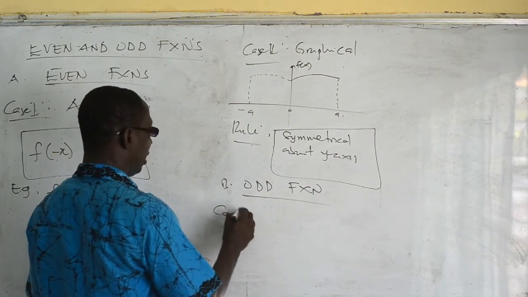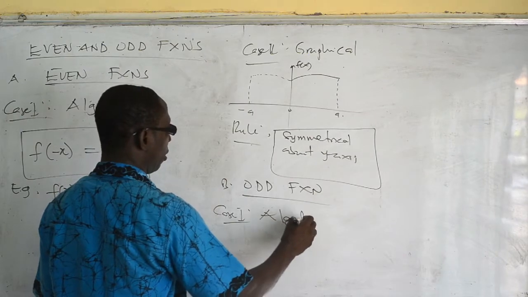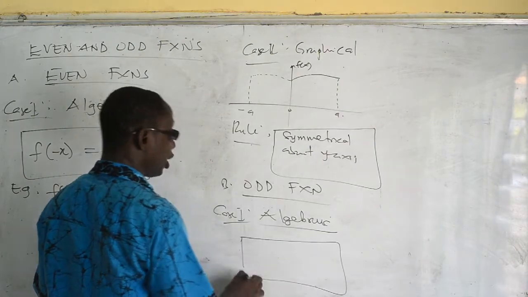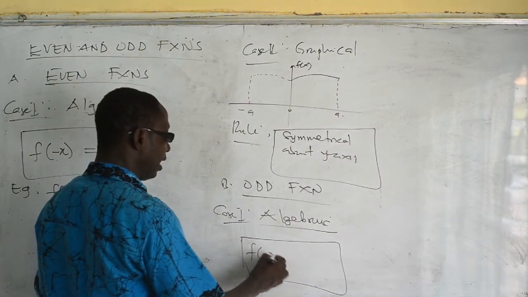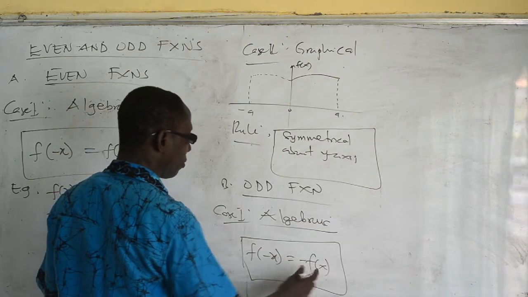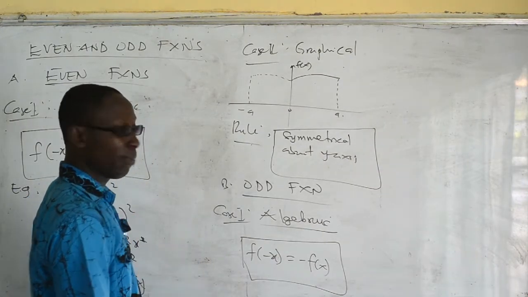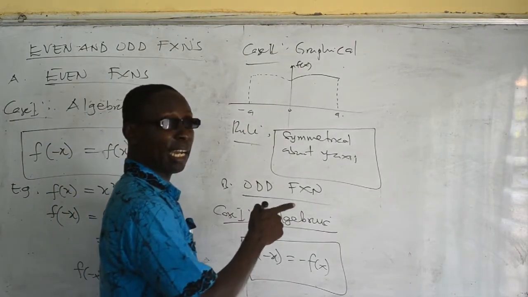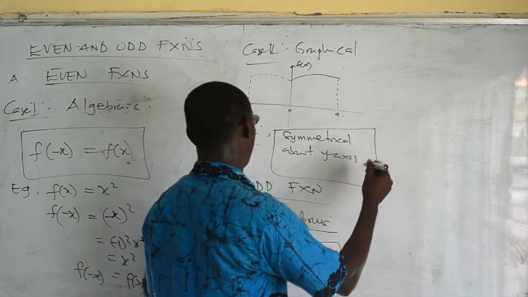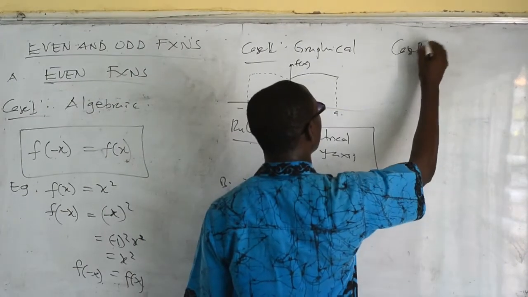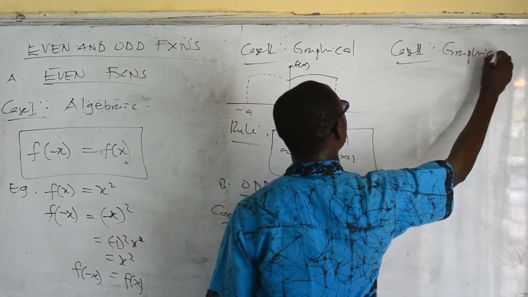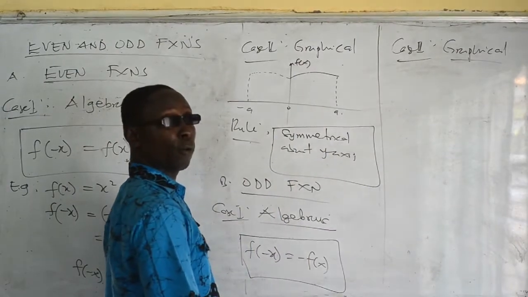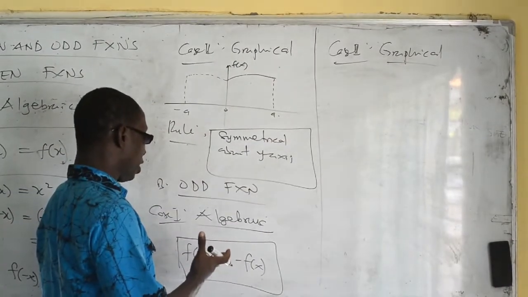Okay, so case 1 is the algebraic form. The formula is that if a function is odd, f of negative x is the same as negative f of x. Note it carefully. Now let's look at the graphical form, case 2. The graphical form of an odd function will take this form.